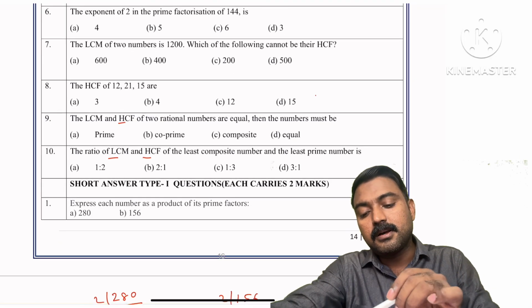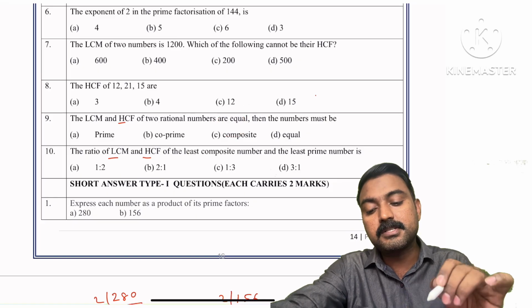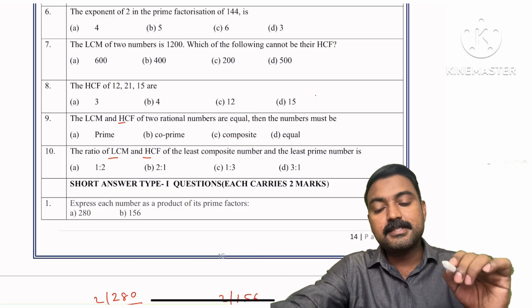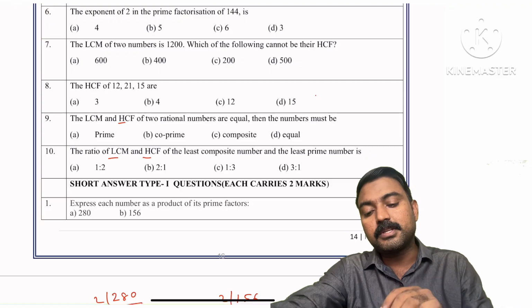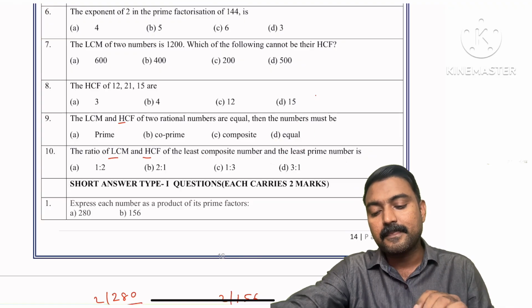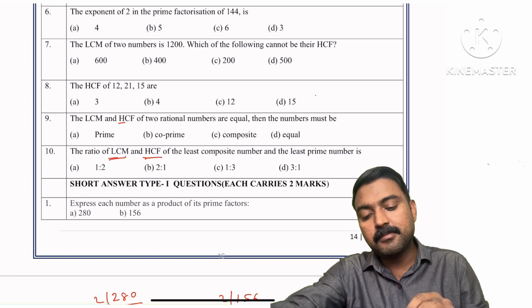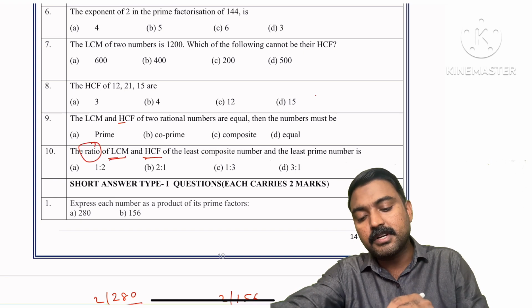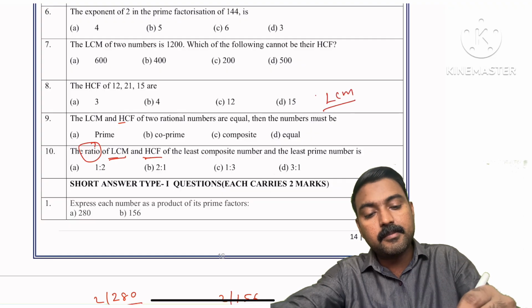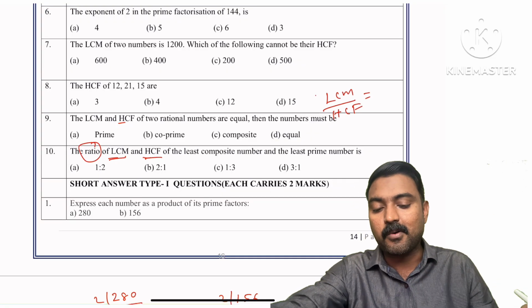Next question, the LCM and HCF of two rational numbers are equal, then the numbers must be... LCM and HCF are equal means the two numbers should be equal, then only it is possible. Next question, the ratio of LCM to HCF. Whenever you see this word ratio, you can write LCM divided by HCF. Ratio we may write in division form.